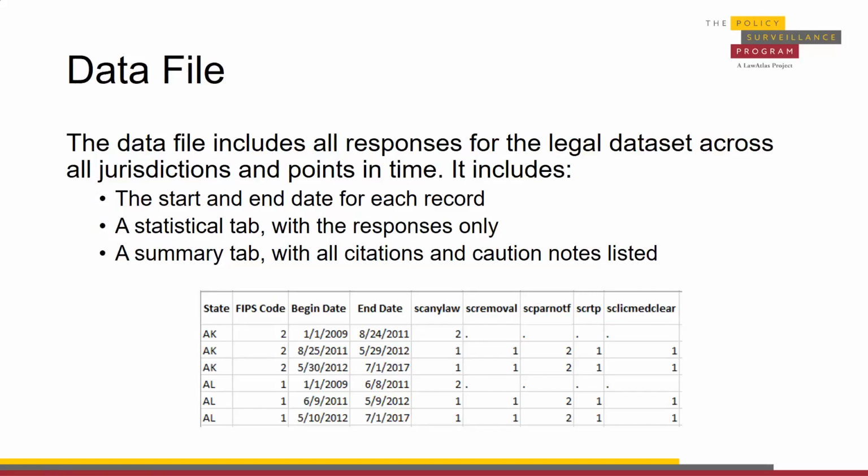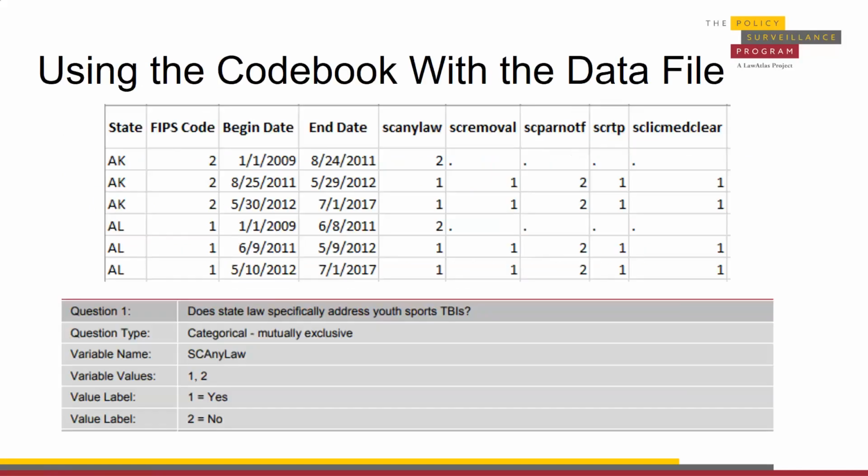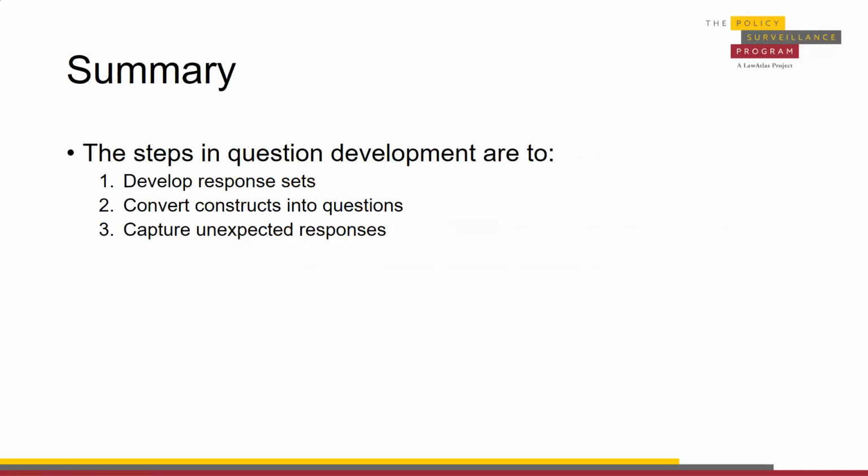The summary data can also be used for quality control or to quickly view the full data of the legal data set, including citations and caution notes. And then finally, you can use the codebook with the data file, and you can identify variable names and values from that. So in summary, the steps in question development are to develop response sets, to convert constructs into questions, and then capture unexpected responses. So we're done for today.